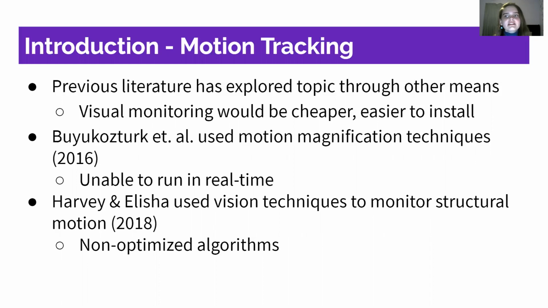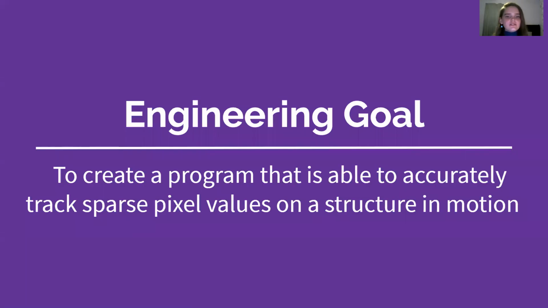But that paper did inspire us to begin looking into a way to monitor the structural health of a building in real time, which leads us into the engineering goal, which is to create a program that is able to accurately track sparse pixel values on a structure in motion. Sparse pixel values is any sort of point on the frame that is in motion that is corresponding to one specific pixel value, as opposed to dense pixel values, which is all pixels within an image.